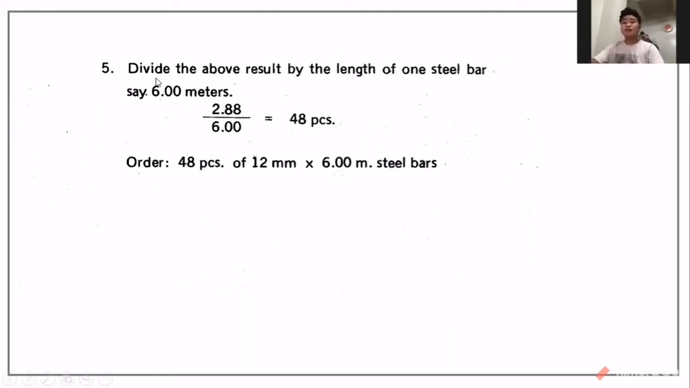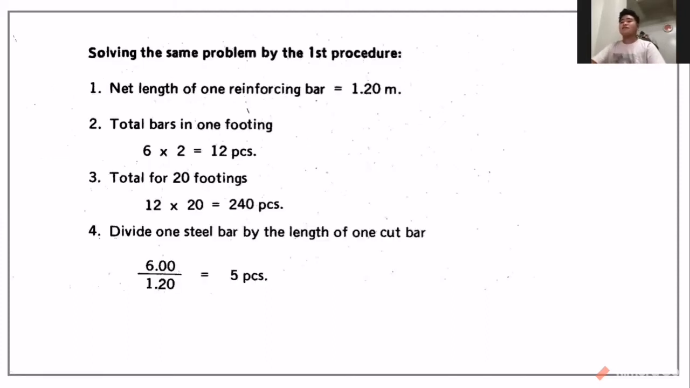Then step number 5, the last step, is to divide the above result by the length of one steel bar. Let's say 6 meters. So 288 was divided by 6, so we have 48 pieces. So we have 48 pieces of 12 millimeter by 6 meter steel bars.